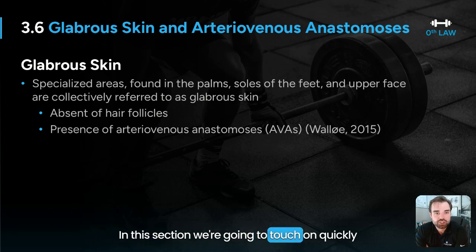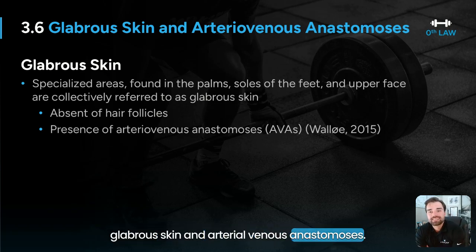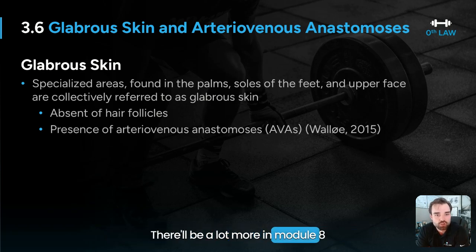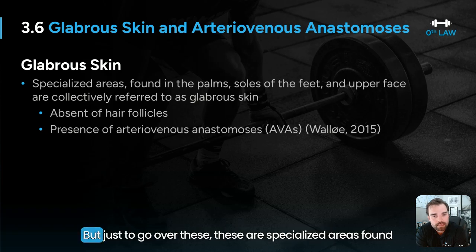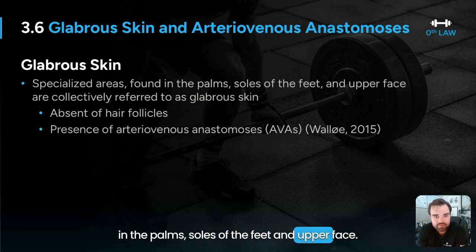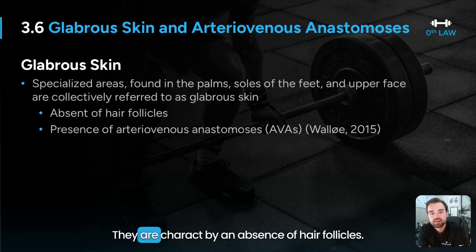In this section, we're going to touch on quickly glabrous skin and arteriovenous anastomoses. There'll be a lot more in Module 8 when we talk about palm cooling. But just to go over, these are specialized areas found in the palms, soles of the feet, and upper face. They're referred to as glabrous skin. They are characterized by an absence of hair follicles.